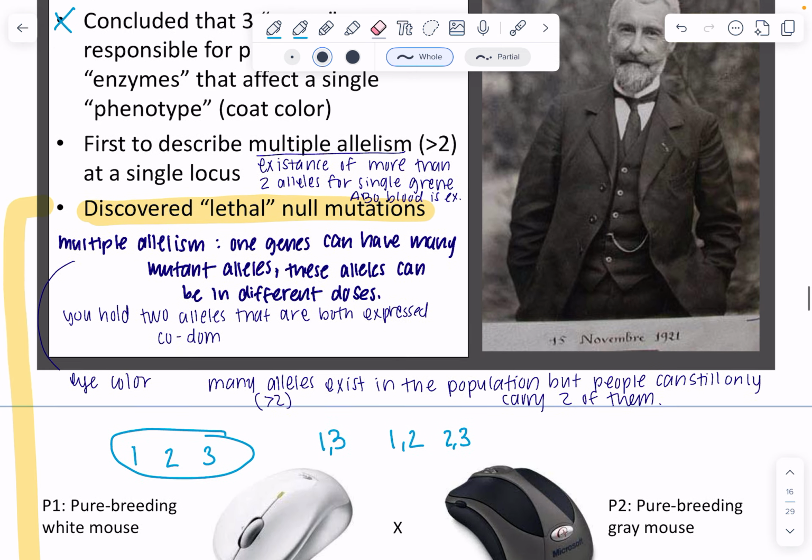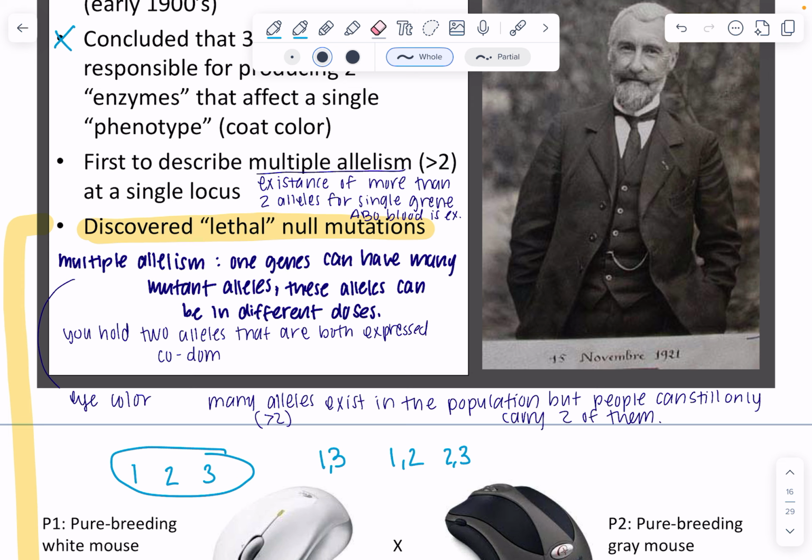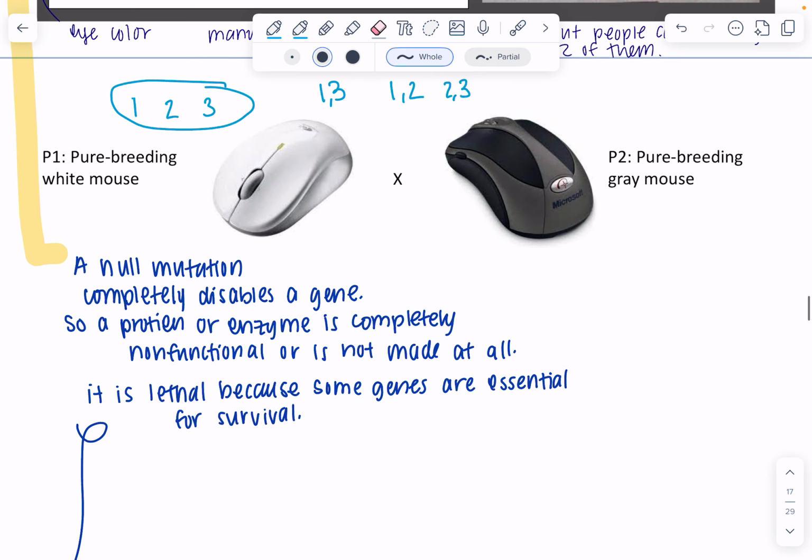So I think, and then they talk about he discovered lethal null mutations. I think that's probably more of the important part of this, just like this guy's discovery, because that's what we talk about more in this PowerPoint. So a null mutation is going to completely disable a gene. And then if that gene codes for a protein or enzyme, then that enzyme or protein is completely non-functional, or it's not made at all. If that protein was something that you needed to live and it does not make that protein, then you are dead because it did not make the protein.